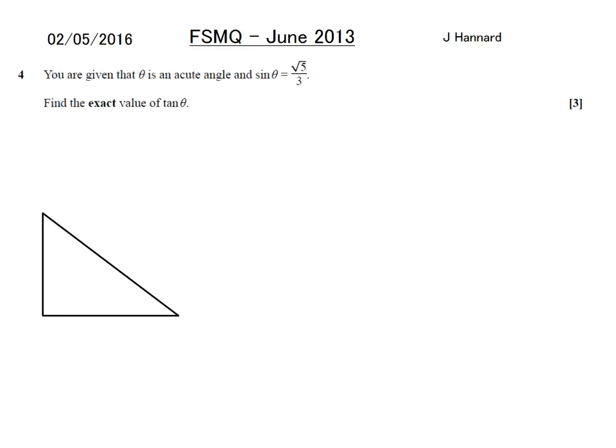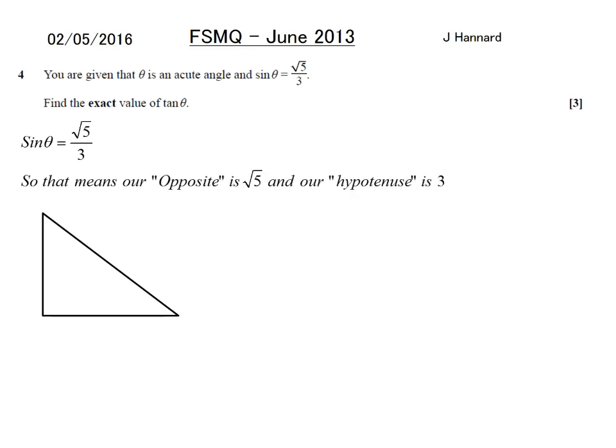Question 4 then, you were given that theta is an acute angle and sin theta equals root 5 on 3. Find the exact value of tan theta, so this is virtually the same question as the first one on the June 2009 paper that we did the other day. So if sin theta equals root 5 on 3, that means opposite is root 5 and hypotenuse is 3. So we get that.